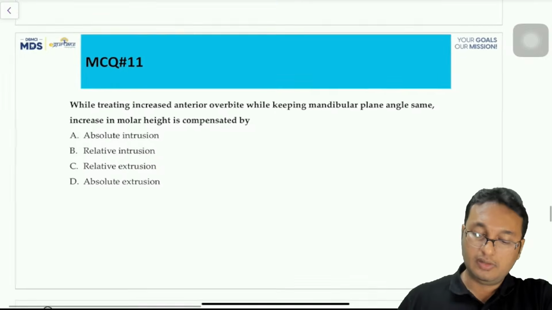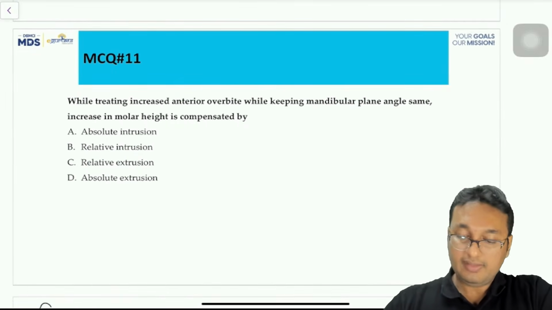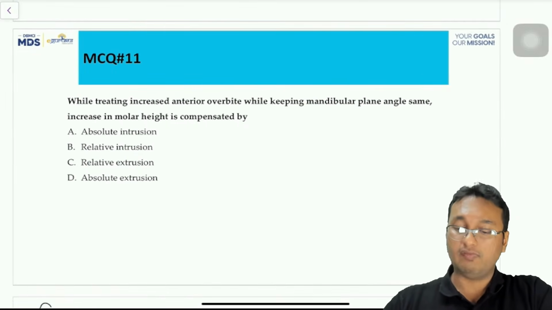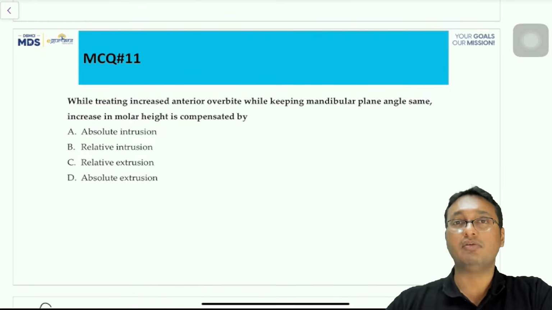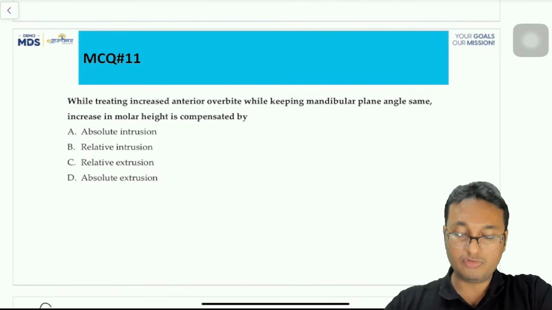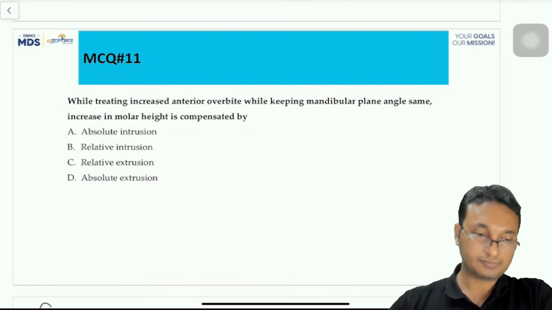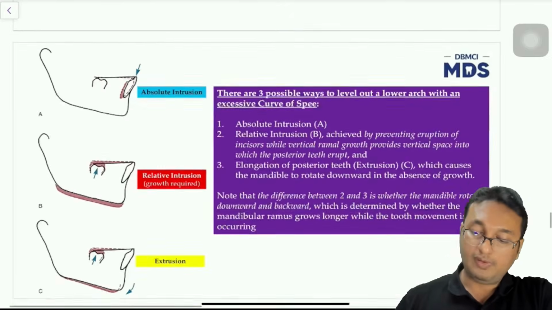Next question. While treating increased anterior overbite while keeping the mandibular plane same, again a conceptual question, I want you to pay attention. Increase in the molar height is compensated by absolute intrusion, relative extrusion, or absolute extrusion. All right, before answering, let's take a look.